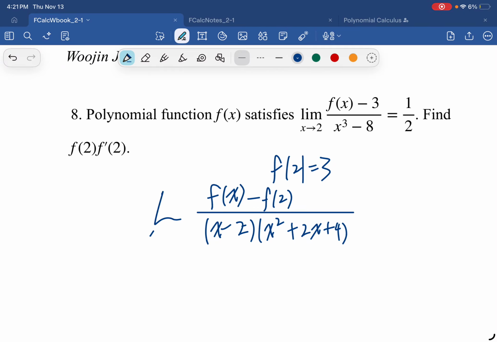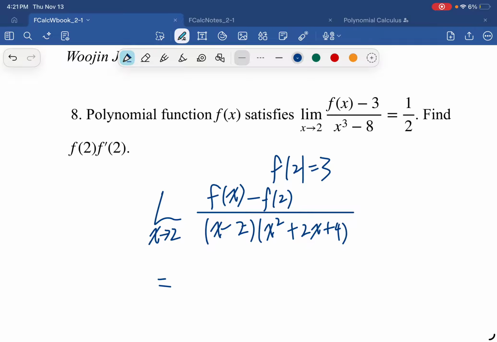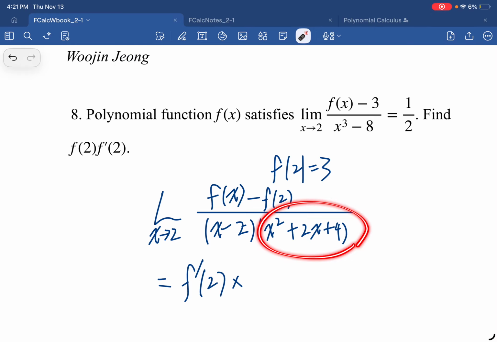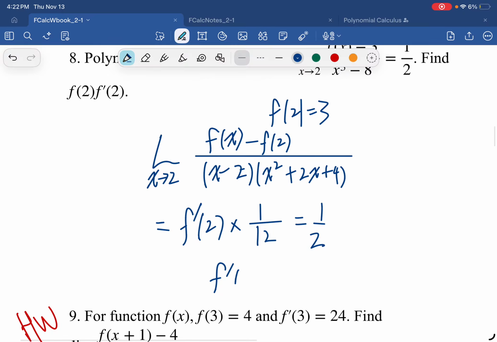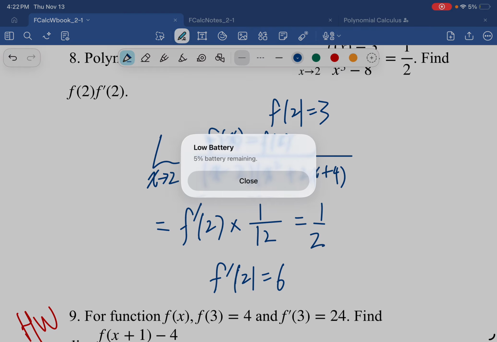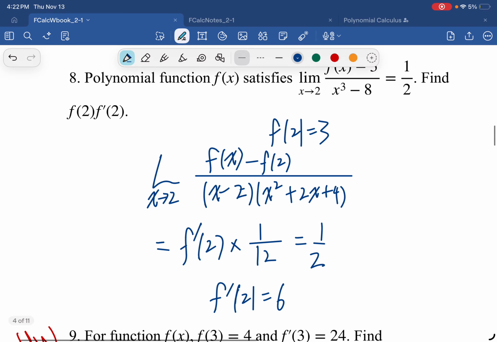So as x goes to 2, we have f of x minus f of 2, so replace this with f of 2 over x minus 2. And we can immediately see that that is the definition of f prime of 2 times the other portion. This goes to 4 plus 4 plus 4, which is 12, 1 over 12, and that equals 1/2. So therefore, f prime of 2 equals 6. And f prime of 2 times f of 2 equals 3 times 6, which is 18, right?